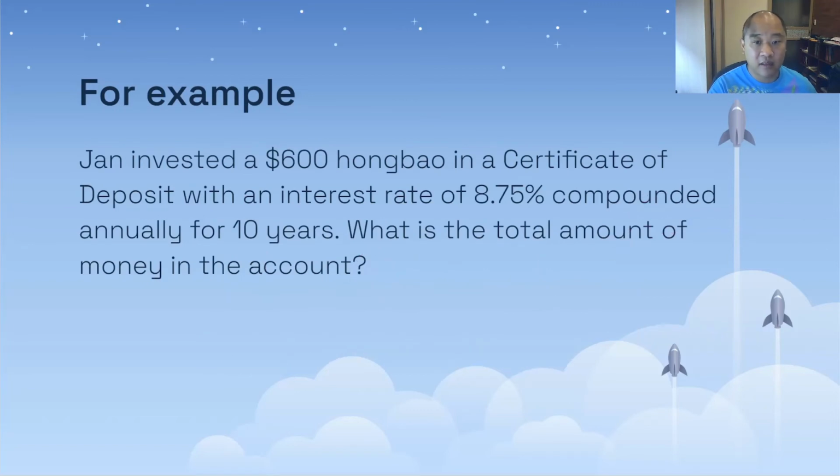Let's say that Jan invests a $600 gift from his grandma, because it's his birthday, in a certificate of deposit. So he puts it into what's called a certificate of deposit, which is one of the ways that a bank makes sure that you don't take money out of the bank.